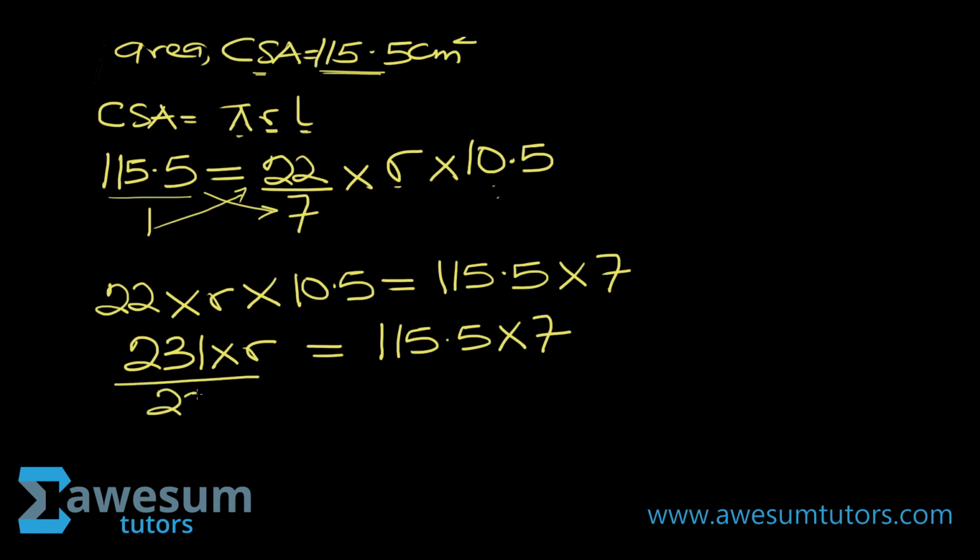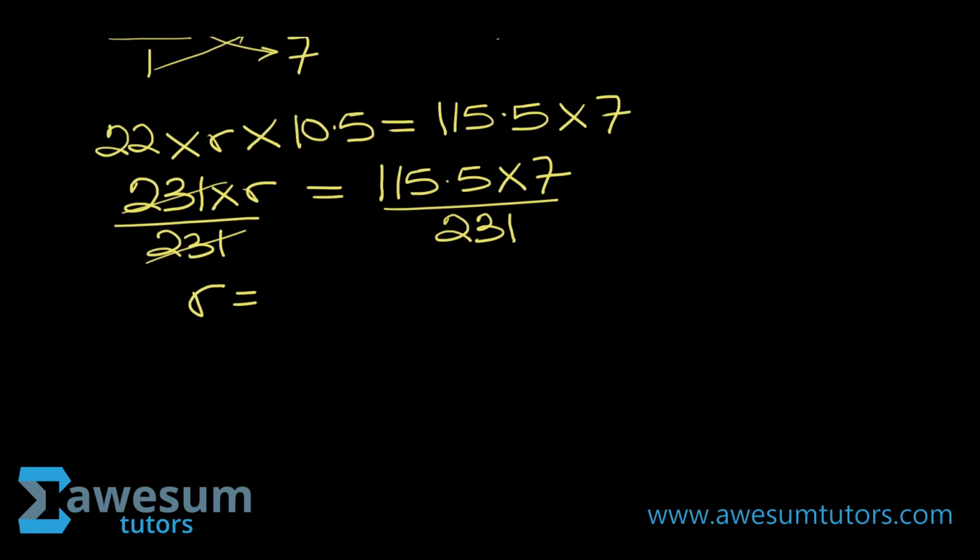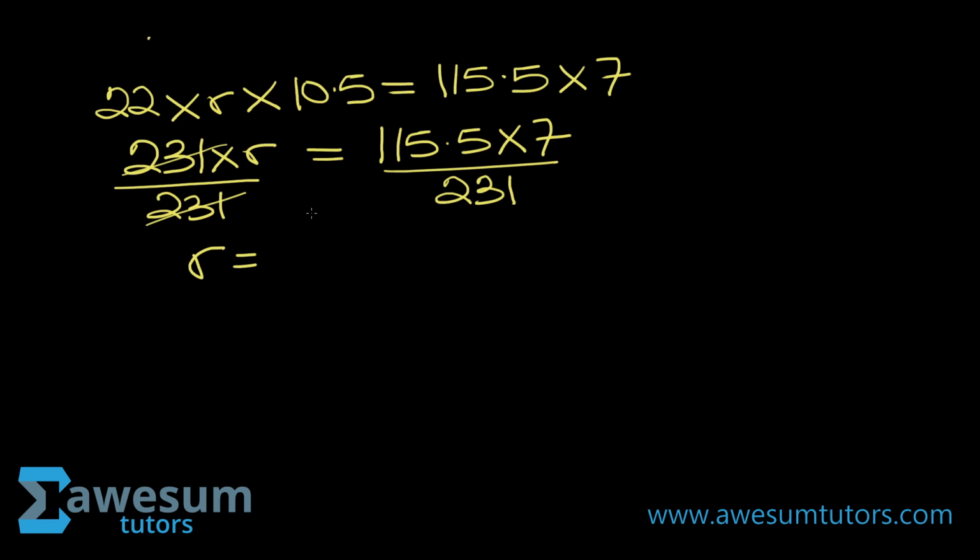So I have 231, and I have 231, right? So we cancel 231, right? So I have R equals, so now if you use your calculator and you multiply 115.5 times 7, you find the answer, and then you divide by 231, you should be getting 3.50 centimeters. That is the answer for your base radius.